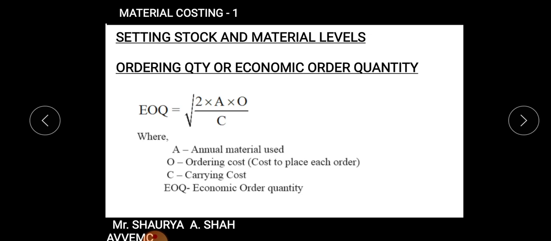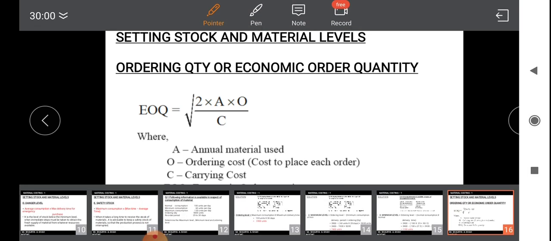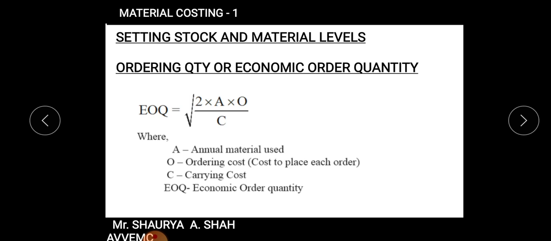5 for material, and the 6 is for ordering quantity or economic order quantity, right? Now what is EOQ all about? We just now saw the ordering level for the material, right? What is ordering quantity or economic order quantity? It is the quantity which is most economical for which an order may be placed any one time for making any bulk purchase. So this is the economic order quantity, the most optimum level at which you purchase, right?